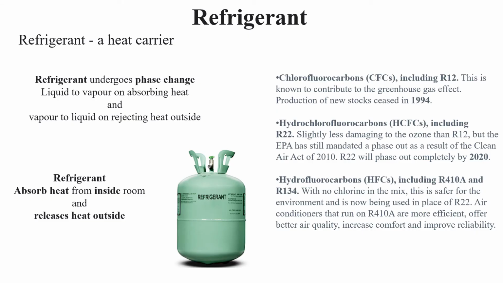Let us try to understand the refrigerant, which passes through the different parts. It is a chemical compound that is used as a heat carrier, which changes phase from gas to liquid and liquid to gas during the cycle. There are different types of refrigerant available. The common ones are chlorofluorocarbons, CFC, hydrochlorofluorocarbons, HCFC, and hydrofluorocarbons, HFC.